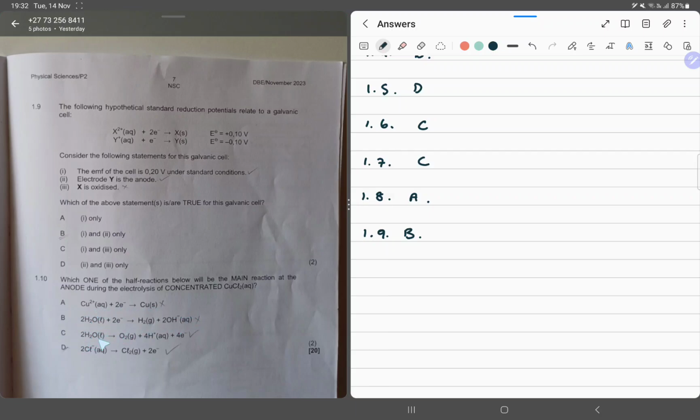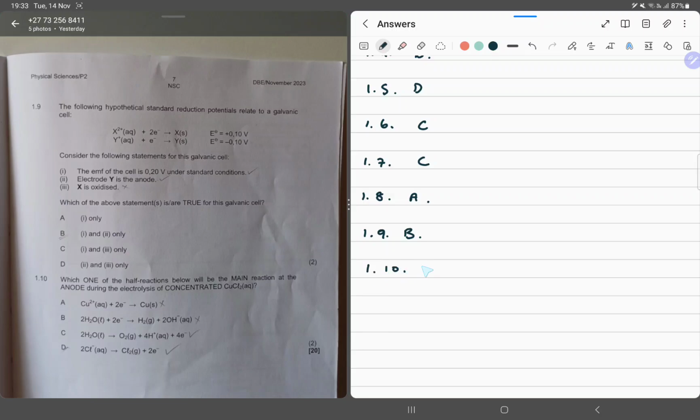So it's out. Now, water being oxidized to oxygen and 4 hydrogen ions plus 4 electrons being released, well, this is possible. We know for a fact that water is a stronger reducing agent than the chloride ions. But because this is concentrated, it means we have more chloride ions than water molecules available. So most likely the main reaction is going to be this one, because when we say main, it is what is prevalent, what is going to be noticeable. So essentially it's going to be the chloride ions being oxidized to chlorine gas and releasing 2 electrons. So the answer here becomes D.